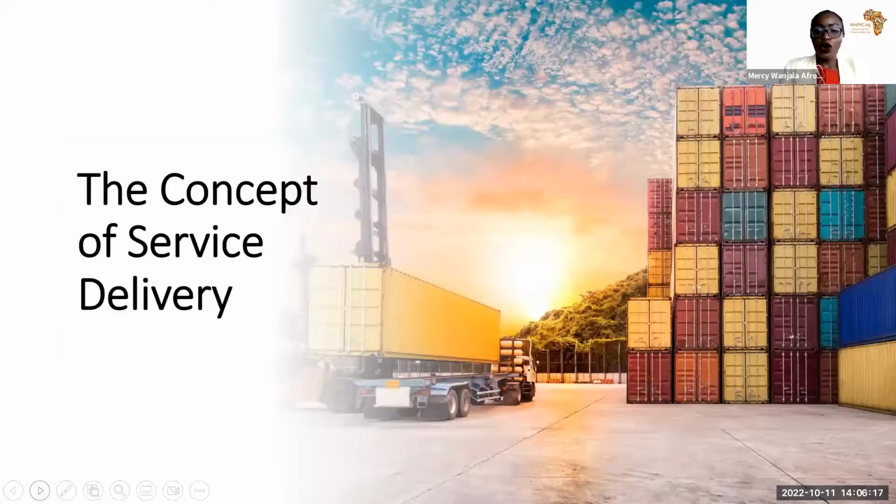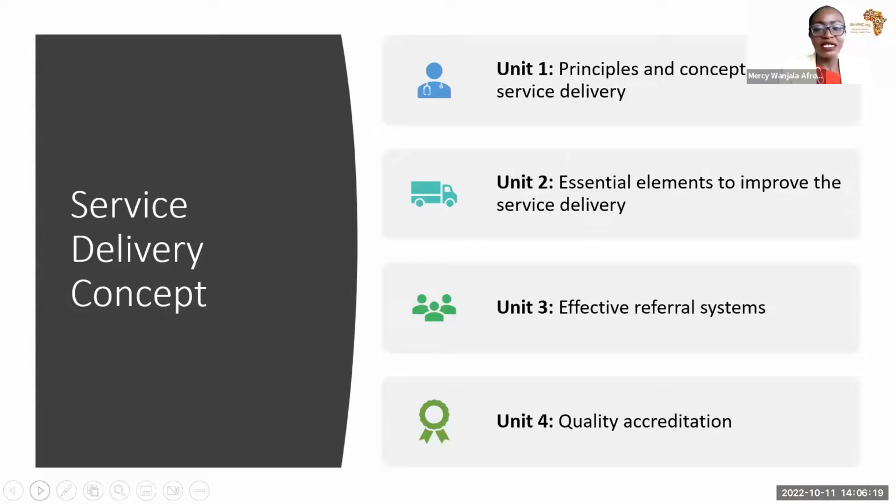So let's start with the concept of service delivery. We have 4 units: one talks about the principles, then we'll go through the next, which is essential elements to improve service delivery, then look at effective referral systems, and then finally quality accreditation.